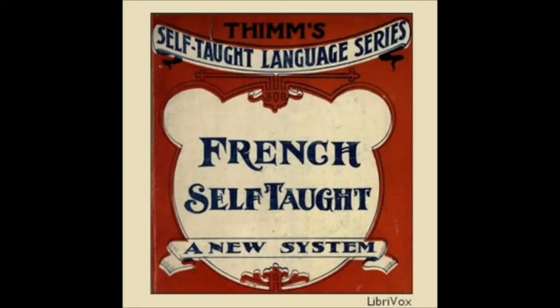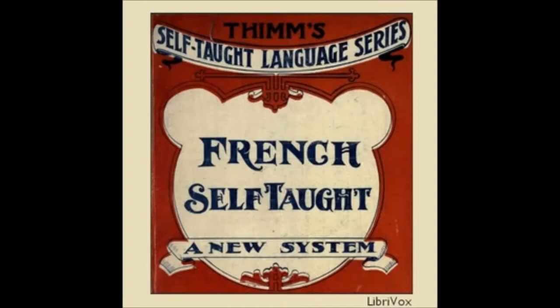French Self-Taught by Franz J. L. Thimm. Section 2. Vocabulary. The French masculine article is le, the indefinite article is un, a. The feminine article is la, une, a.